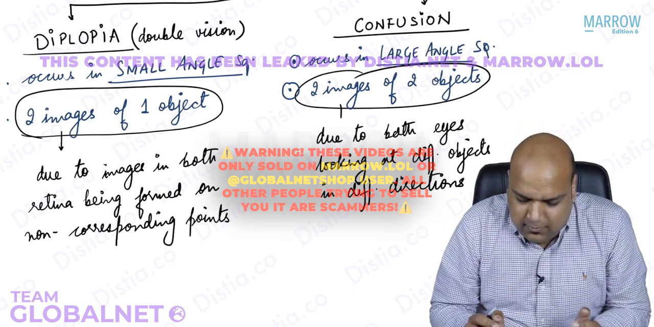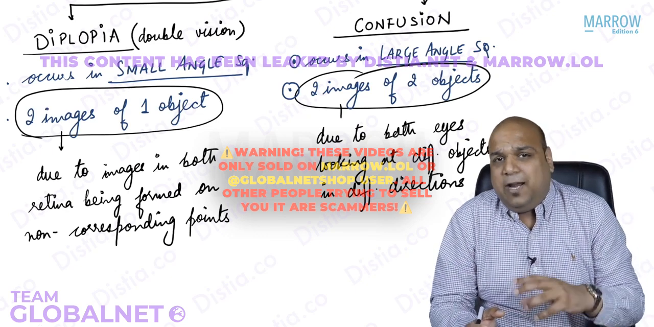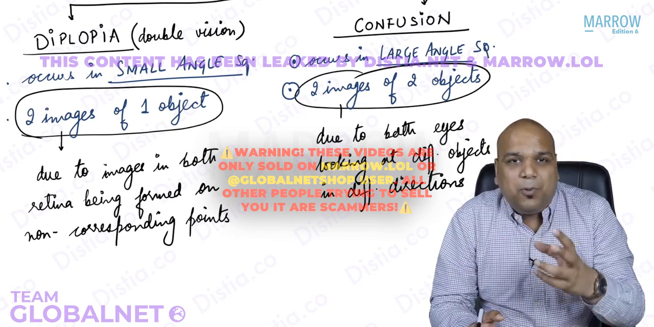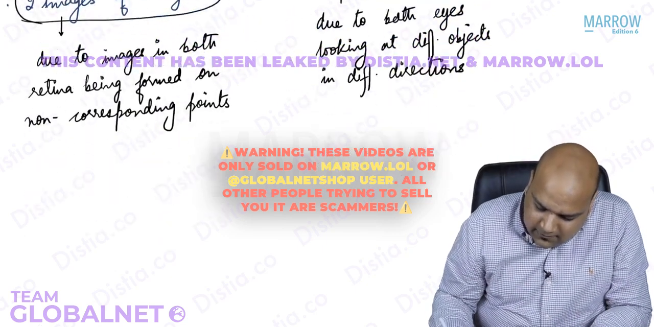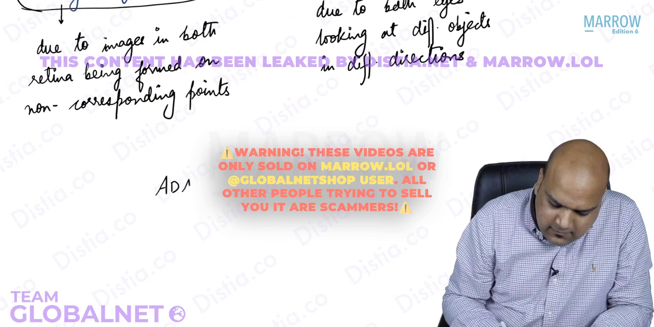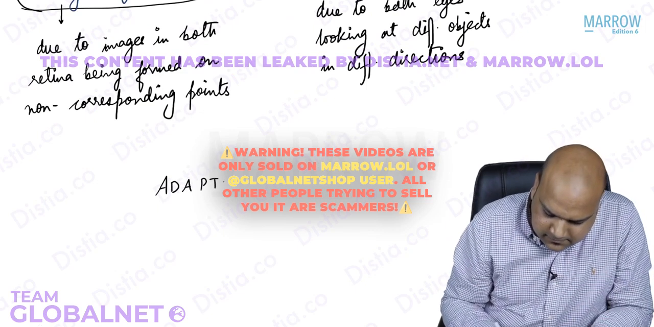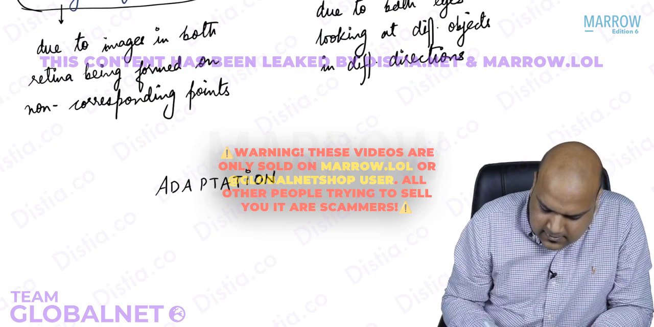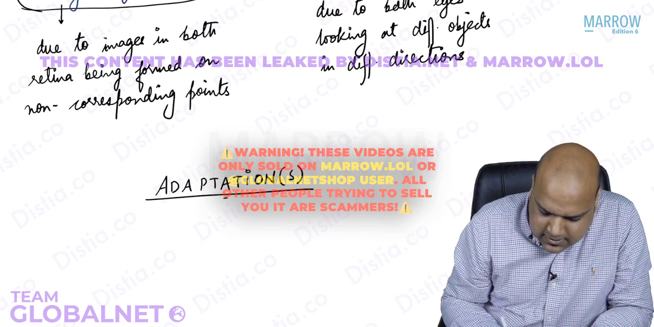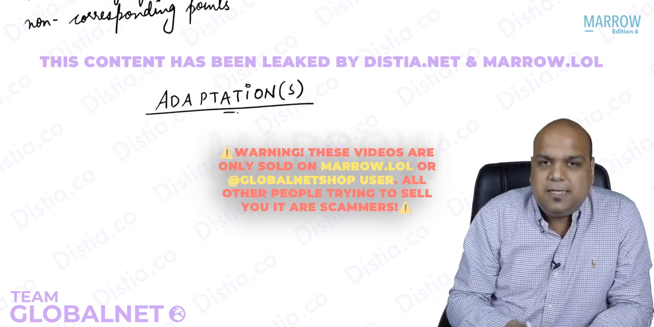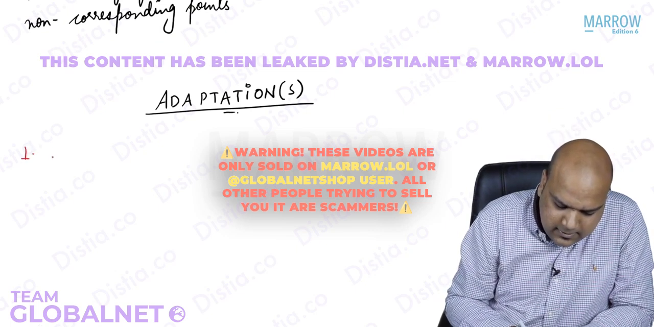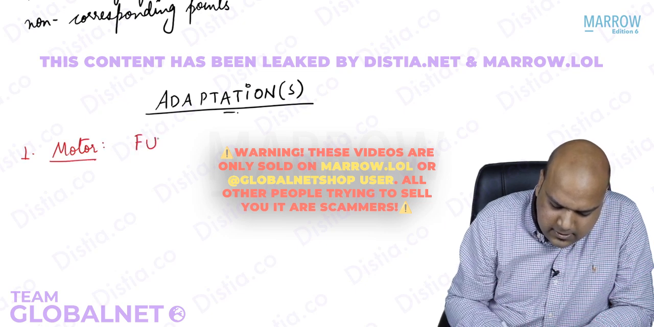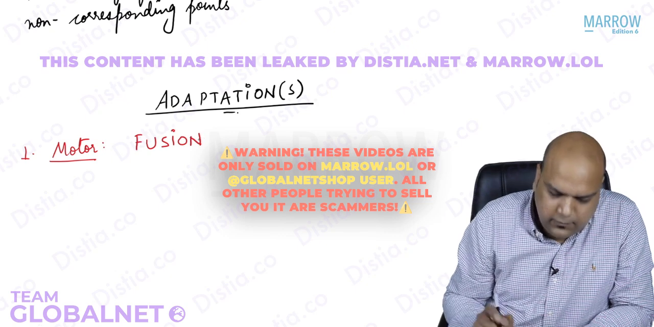Now, our body is unique in the fact that it has a lot of adaptations to overcome the problems that are thrown to it. So because we have consequences, we have adaptations. So now, what are the adaptations to squint? So let us first see the adaptations to diplopia. So the first adaptation to diplopia is a motor adaptation, and this motor adaptation is known as fusion.